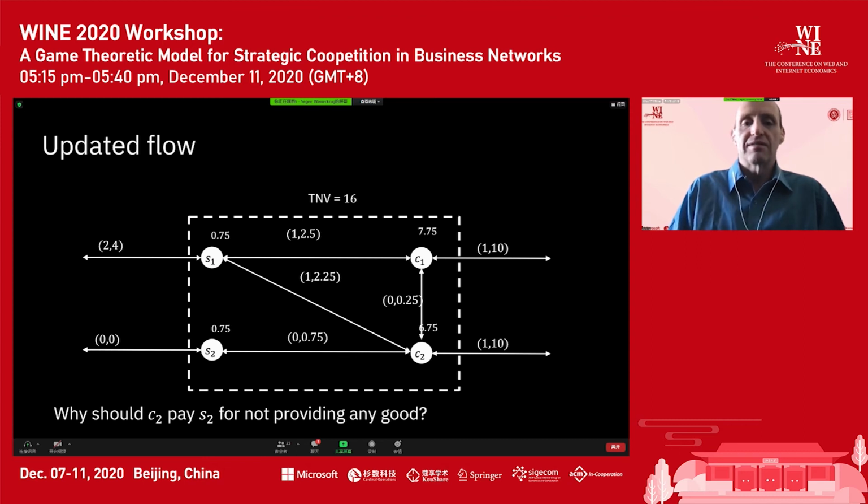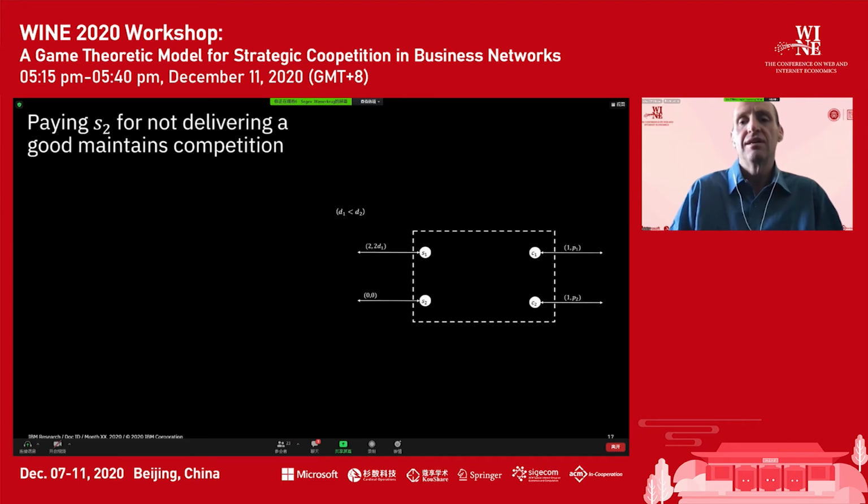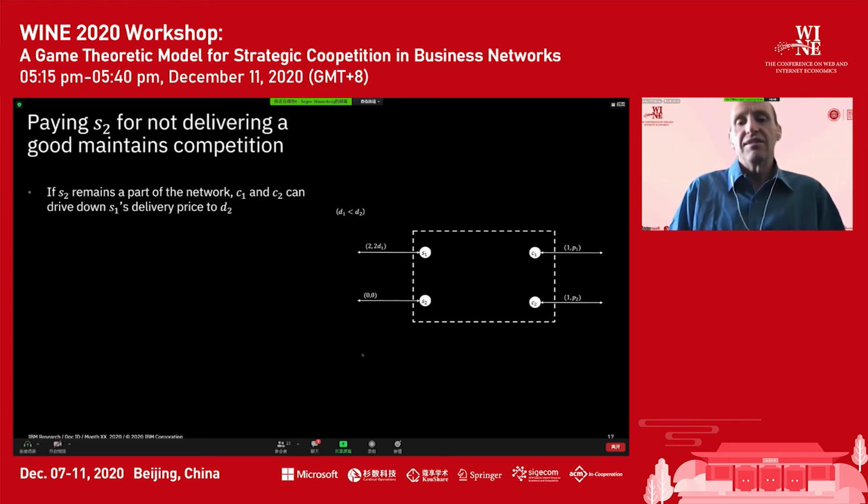So it seems that there's no good reason, but actually there is quite an interesting reason in this case, which can be formalized by the notion of stability. I'm not going to do formalization here, but just again to give some intuition. The idea is that C2, if S2 remains, this is to maintain competition, because as long as S2 remains a part of the network, basically, C1 and C2 can drive down S1's delivery price to D2.